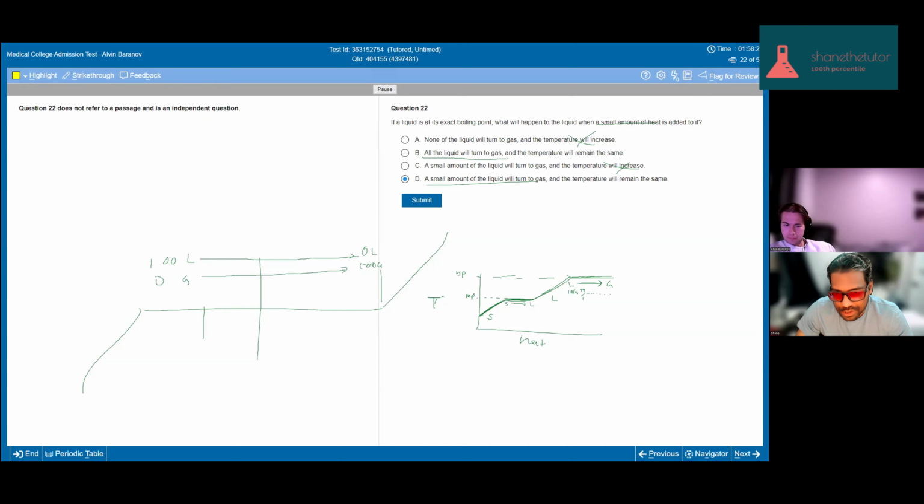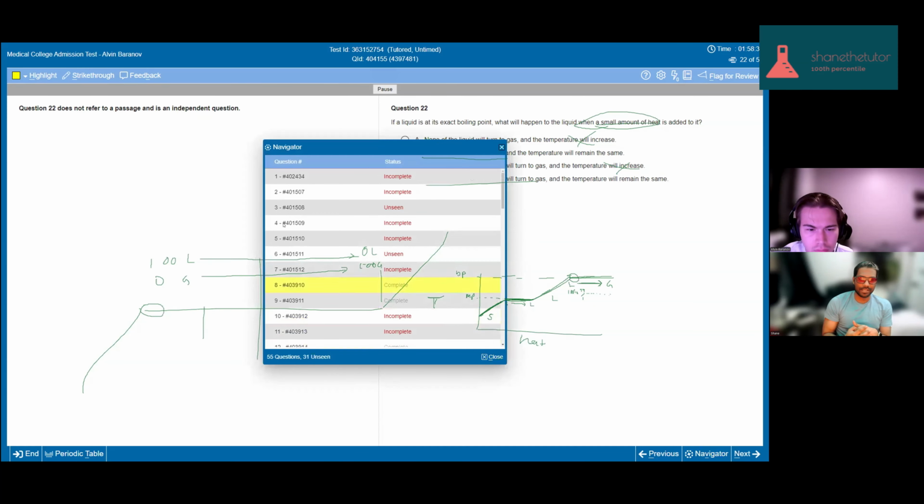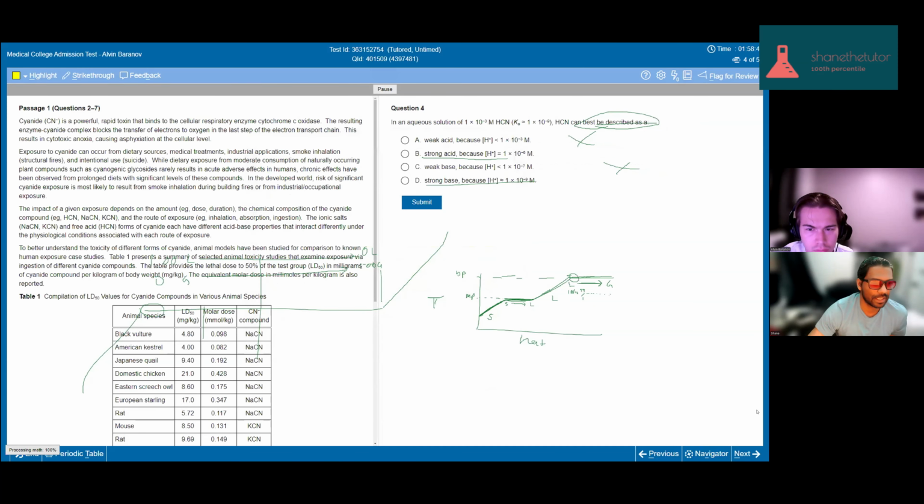And so if they're saying a small amount of heat, we're talking about right there, or here, because heat is the x-axis. So a small amount of it will turn to gas, and temperature will be the same. Yep.